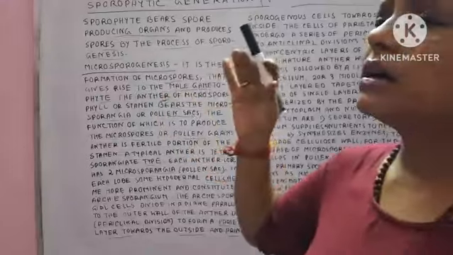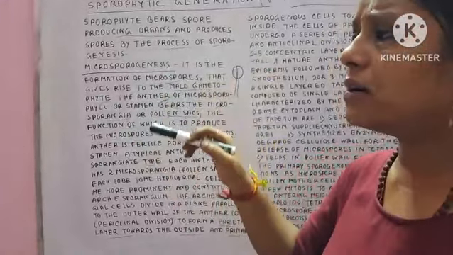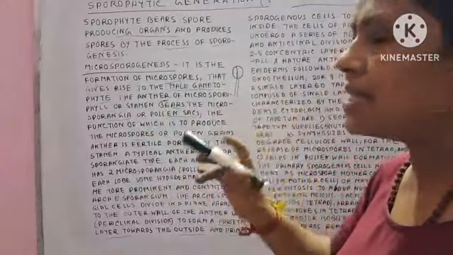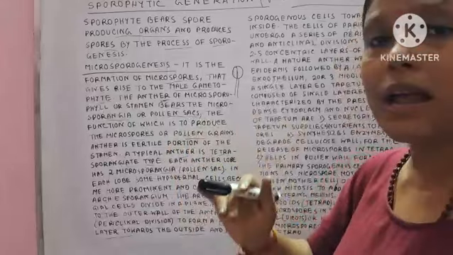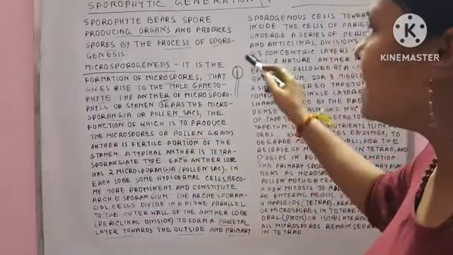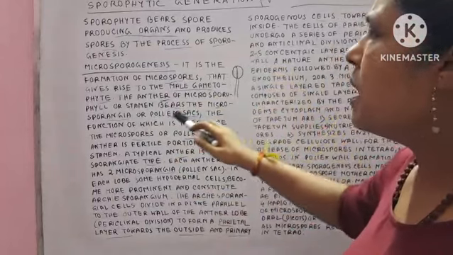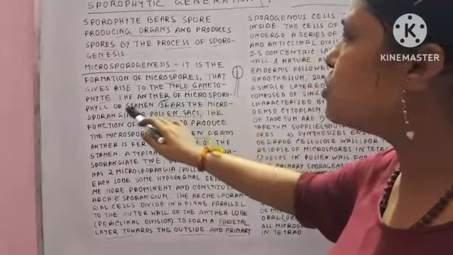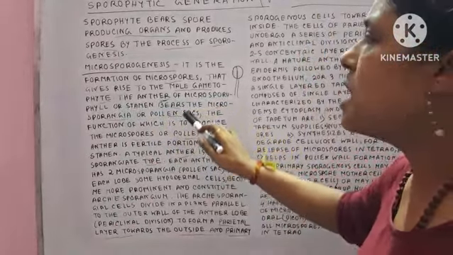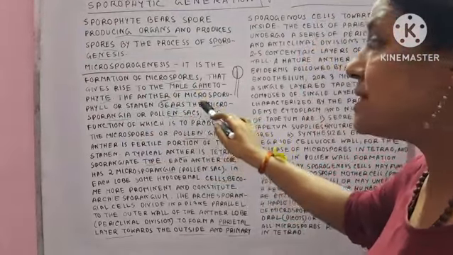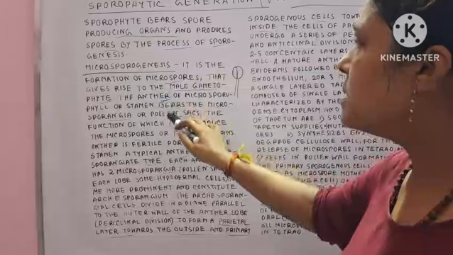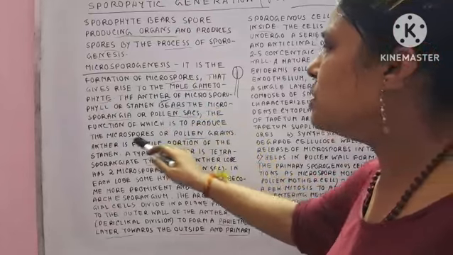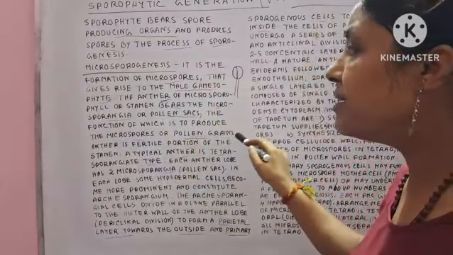And you all know that in flowers, the male reproductive part contains the stamen, and the stamen has two parts: the filament and the anther. So what is the anther? The anther is the microsporophyll, the part of the stamen that bears the microsporangia or pollen sacs. Clear? The anther contains the pollen sacs, and the function of the pollen sacs is to produce the microspores or pollen grains.